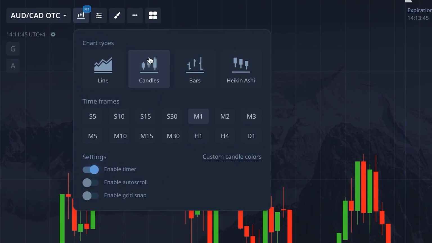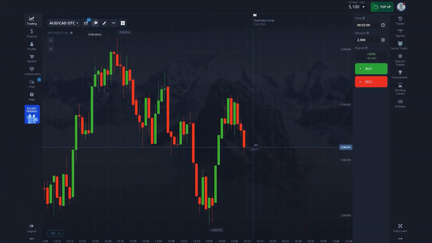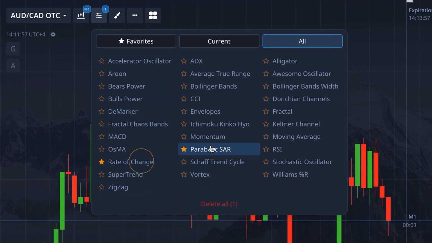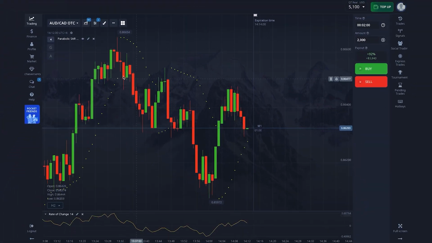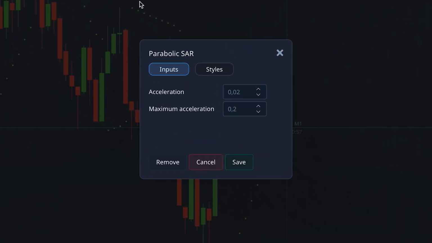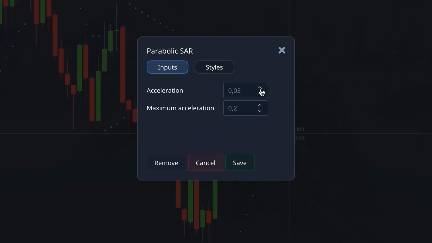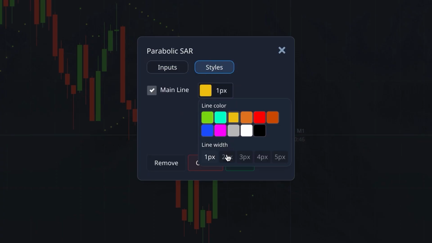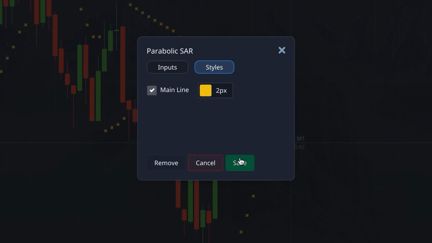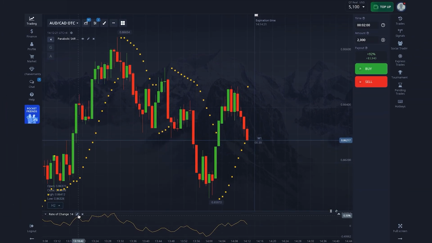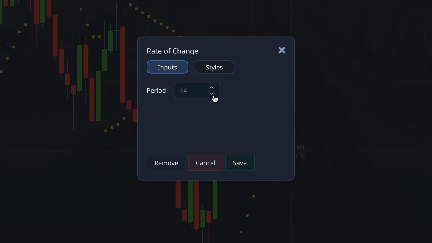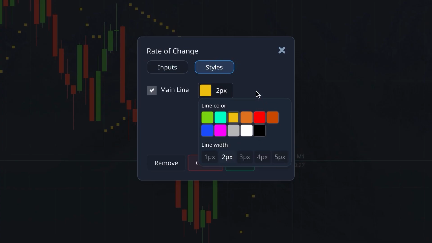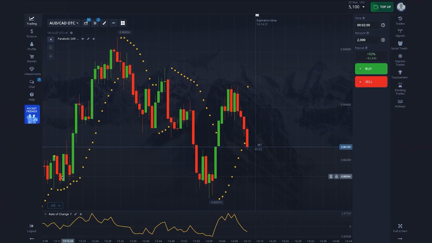I choose Classic Candles, time frame, 1 minute. Go to the Indicators tab and select Rate of Change and Parabolic SAR. Let's configure the Parabolic SAR indicator. Set acceleration to 0.03. Set maximum acceleration to 0.3. Go to Style. Set mainline to yellow and set the width to 2. Save. Let's configure Rate of Change. Set period to 7. Go to Style. Set mainline width to 2. Save. The indicators are ready to go.